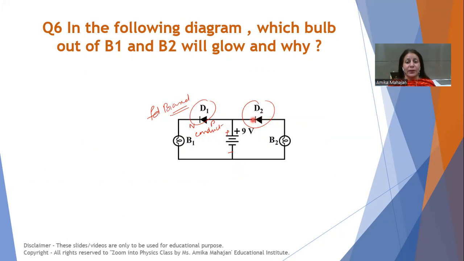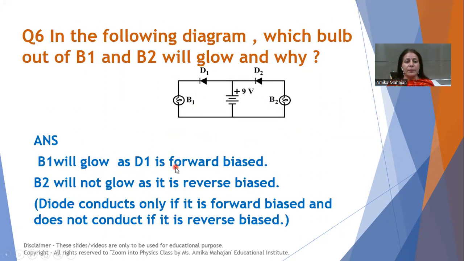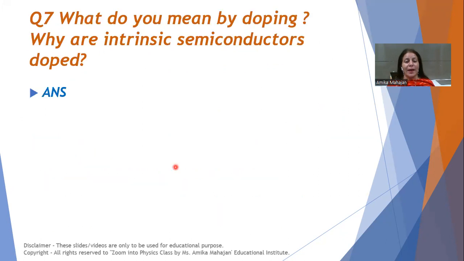But here in D2, this N is connected to positive and P is connected to negative. So it is reverse biased. When diode is reverse biased, it will not conduct. So this part is not conducting. That means only D1 will conduct, as a result of which V1 will glow. Because D1 is forward biased and when diode is forward biased, it conducts.